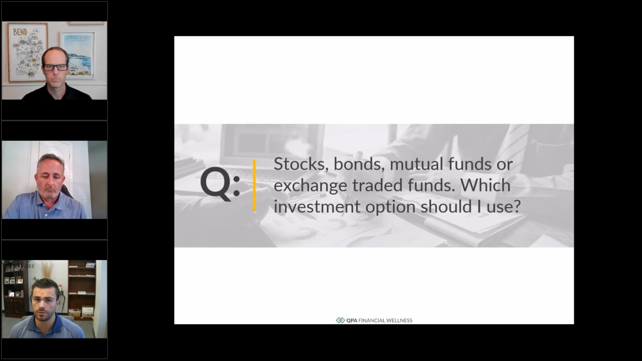If you're in a qualified retirement account, so a 401k or a 403b, your investment options might be a little bit more limited based on the selection you have available. So it's really important to know which accounts specifically you're talking about.